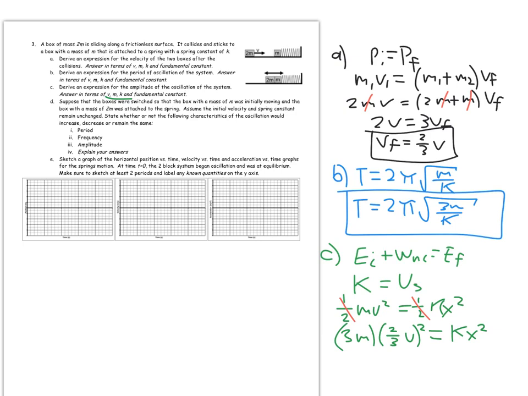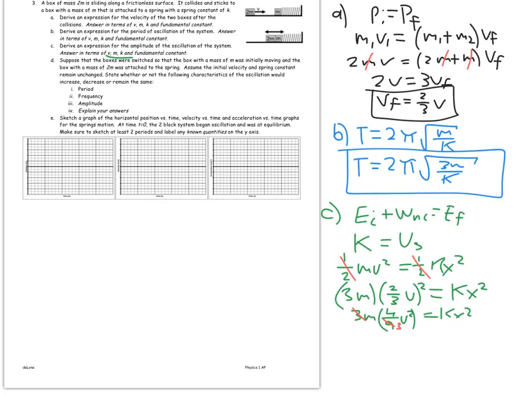So this left side is going to be 3m times 4/9 v squared, equals kx squared. The 3 and the 9 will cancel out to make that a 3. And then I'm going to divide both sides by k and take the square root, and what I end up getting is that the square root of 4mv squared over 3k is equal to x, my distance stretched or compressed.